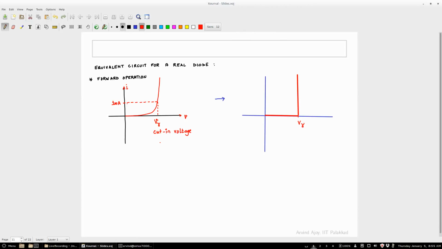And just the last thing, and I am going to close. This V gamma itself will be in the order of 0.7 volts for many diodes. It depends on the material. If the material is silicon, which is most common, it will be roughly around 0.6 to 0.7. For this course, we will take it as 0.7. If it is germanium, it will be lower. So for now, let's assume that cut in is 0.7.